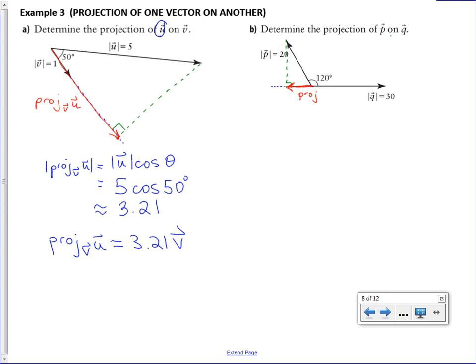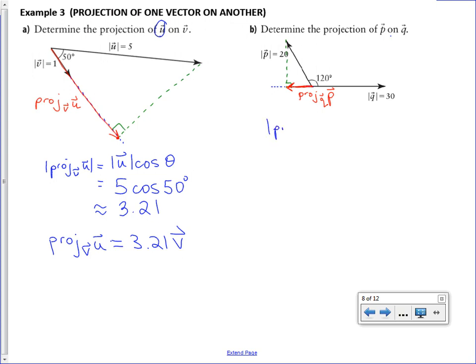Let's practice. So what's the tiny vector and what's the big vector here? Projection of what big vector onto what little vector? P onto Q, so the subscript vector is P or Q, the subscript? Q. So projection of vector P onto Q is that red vector there. That is what we need to figure out. Let's find the length of it.